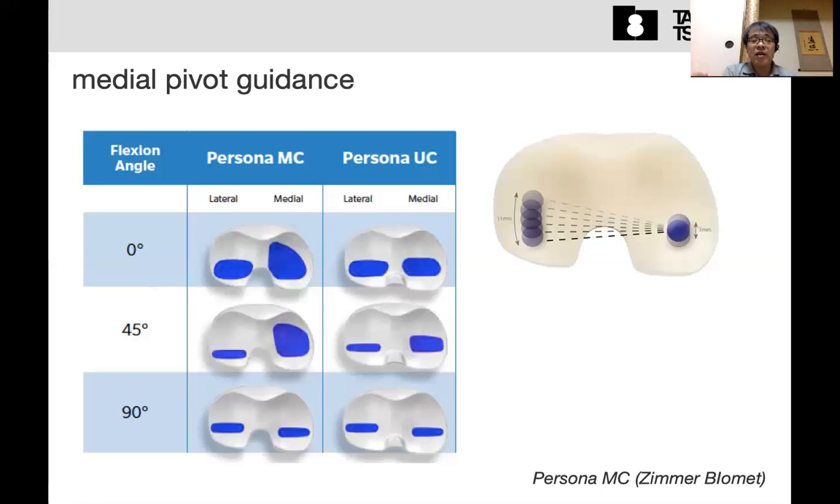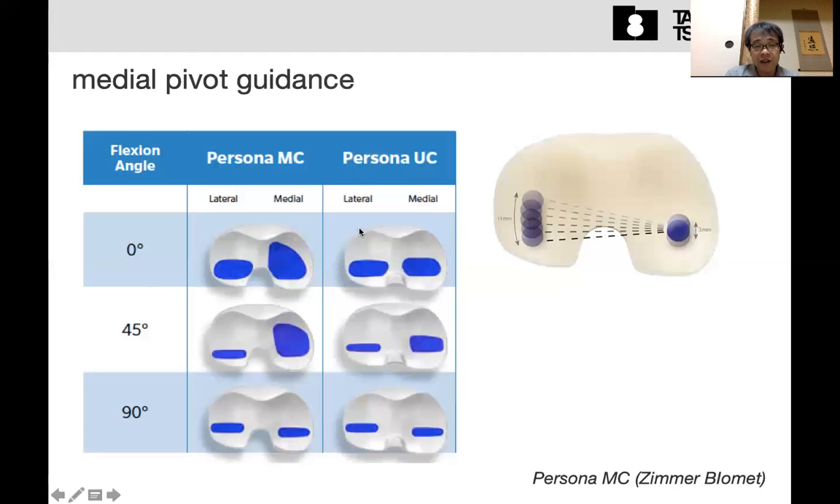The medial side is stabilized due to the high conformity of the shape of the polyethylene and the femur component to each other. So this is a contact point. The shaded area is the contact point. This medial side is at 0 to 45 degrees. The contact point is very wide, and after that, the femur component can roll back.